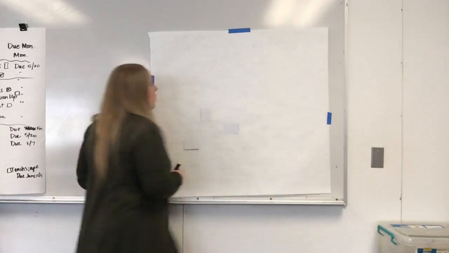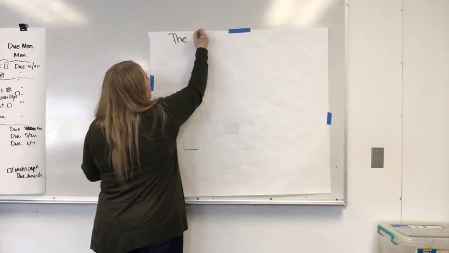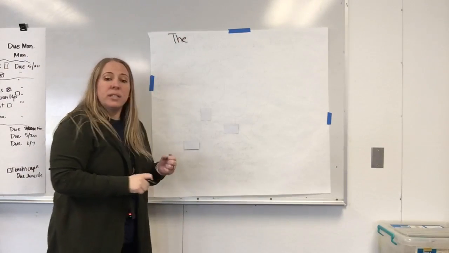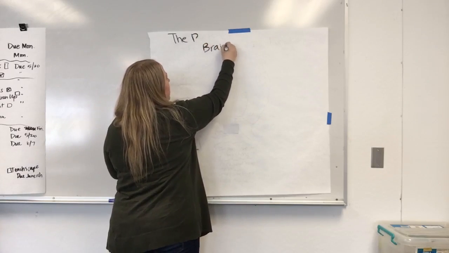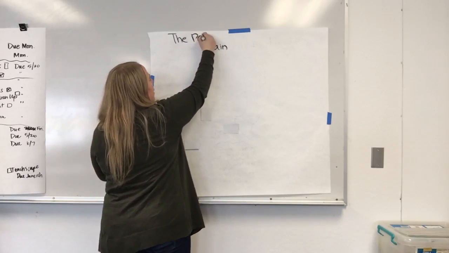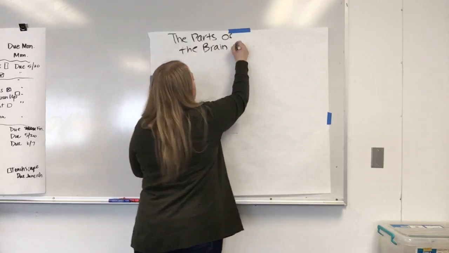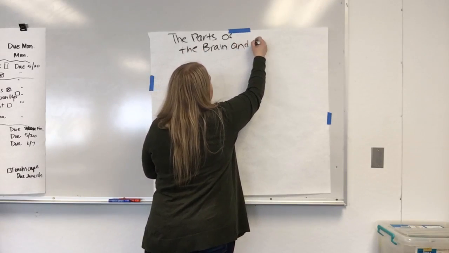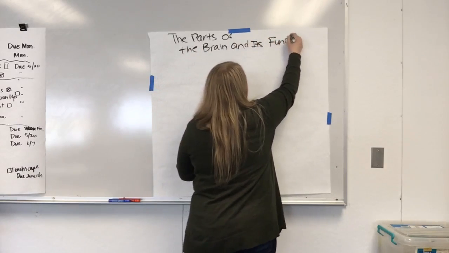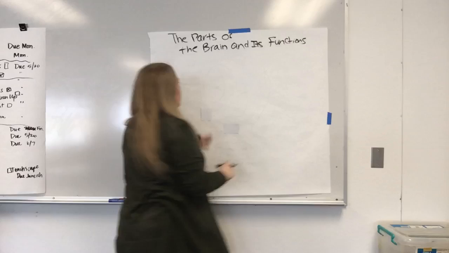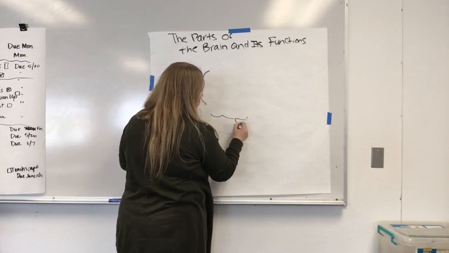Okay, so today we're going to be learning about the parts of the brain. Say brain with me. Brain. Let's read the word brain together. Brain. So we are going to focus on the parts of the brain today and its functions. Say functions with me. Functions. Perfect. So the first area that we're going to talk about, I'm going to sketch our brain.